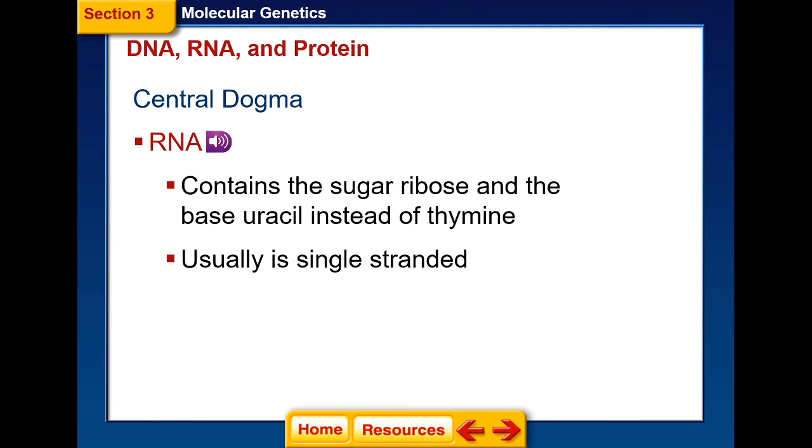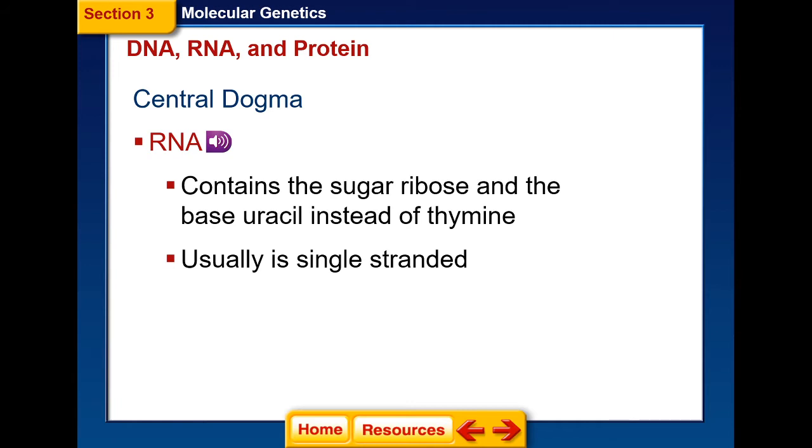So RNA contains the sugar ribose and the base uracil instead of thymine, as I mentioned, I believe, in section 1. So in RNA, the sugar is now a ribose sugar, not a deoxyribose sugar, which is in DNA. And that's why DNA is called DNA, because DNA stands for deoxyribonucleic acid. RNA stands for ribonucleic acid because it has the ribose sugar.